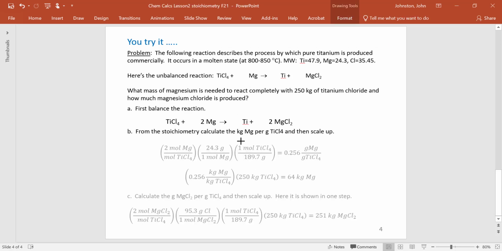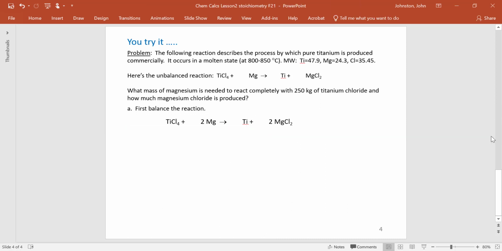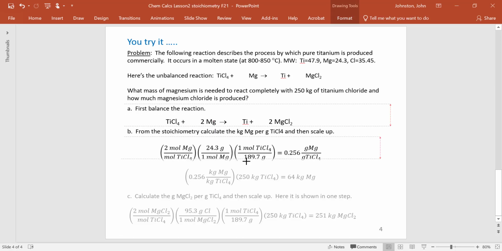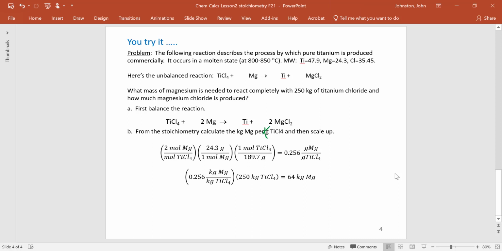First of all, you have to balance the reaction. Did you get this for your balanced reaction? All right, so I have 4 chlorides on the left, so I better have 2 of these magnesium chlorides on the right, and that tells me I need 2 magnesiums on the left. Then part 1, I want to know how much magnesium per gram of titanium chloride. That should be a little kilogram right there. And then scale it up.